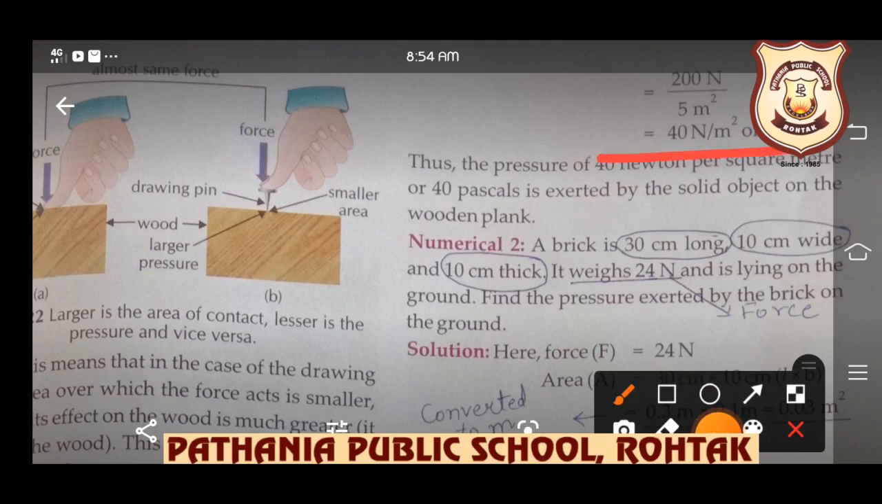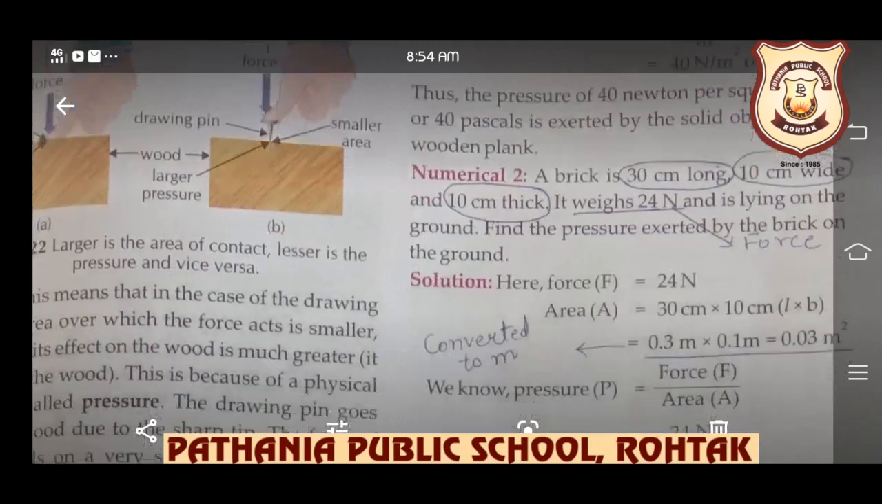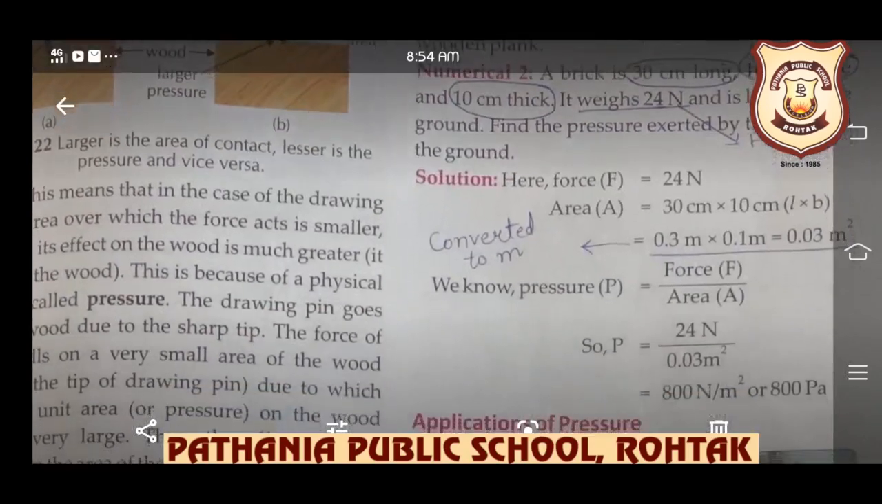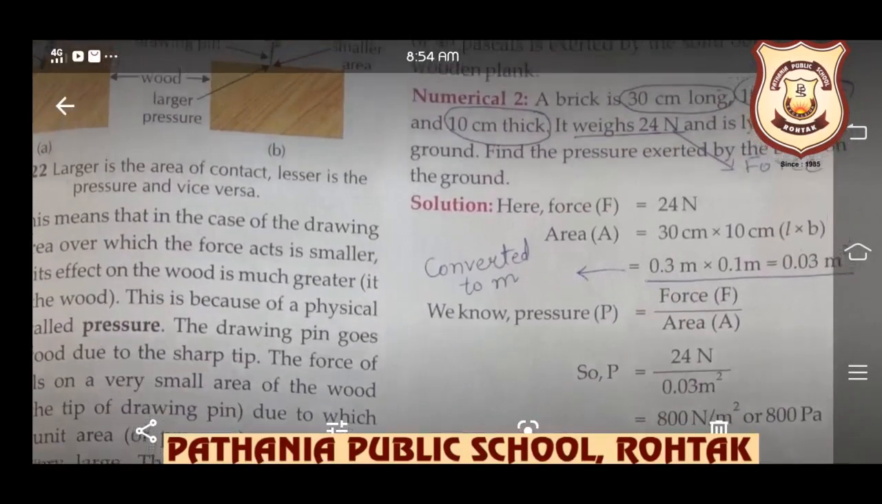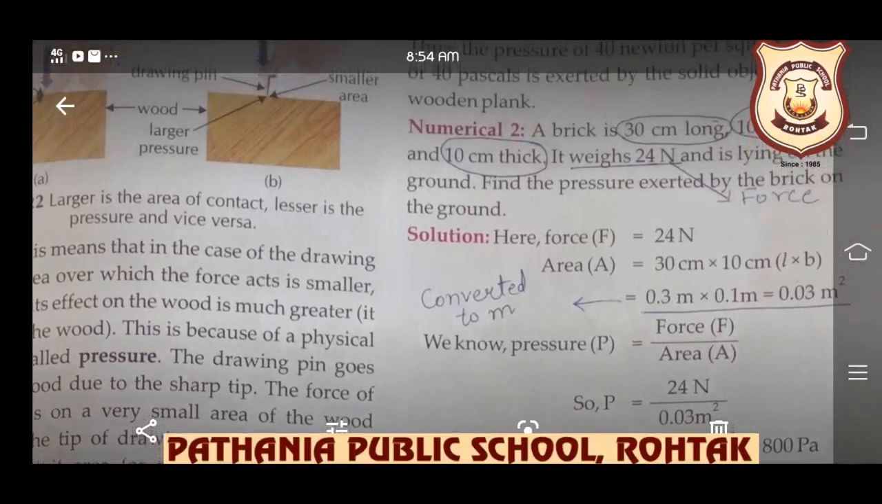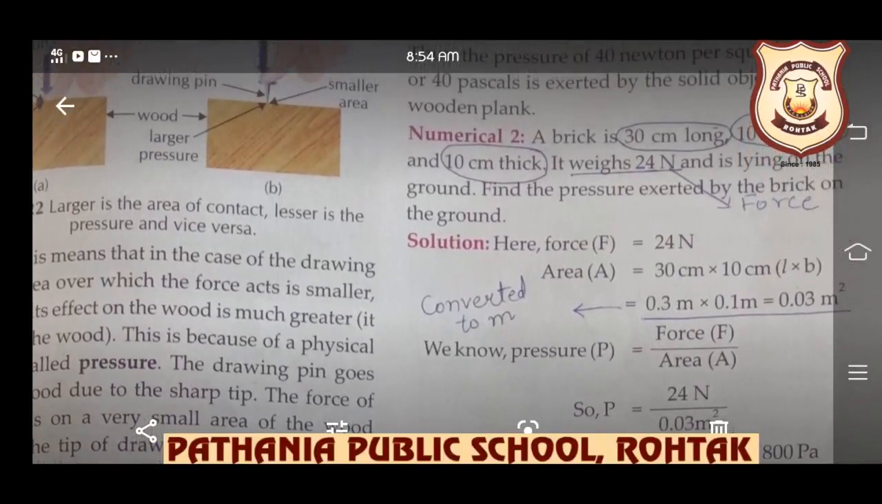When we divide it, we get 40 Newton per meter square or 40 Pascal. So this is the first numerical that we have covered. Now moving on to the second numerical. See beta, in this numerical I'll tell you some new things.